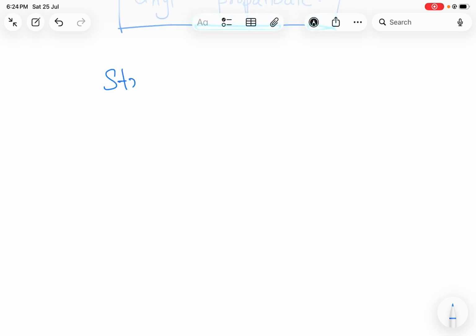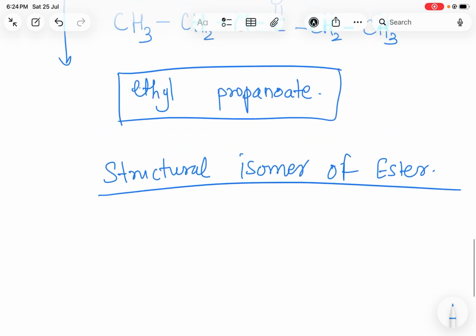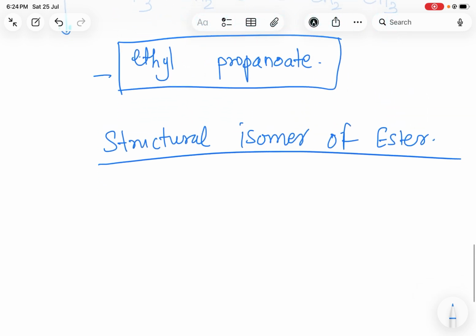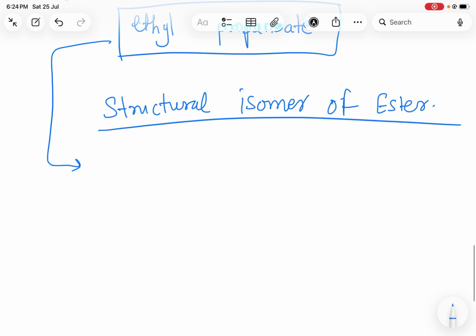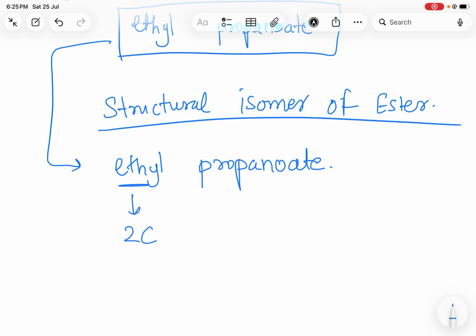Now we will move ahead with structural isomers of esters first. Let's take the same example, ethyl propanoate. Now, ethyl meaning 2 carbon atoms, prop meaning 3 carbon atoms. 2 plus 3 is equal to 5 carbon atoms. So the total comes to 5.